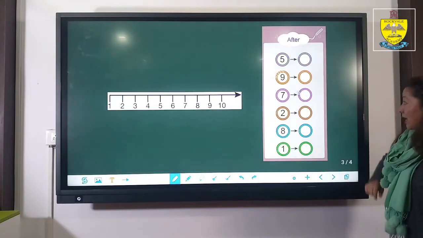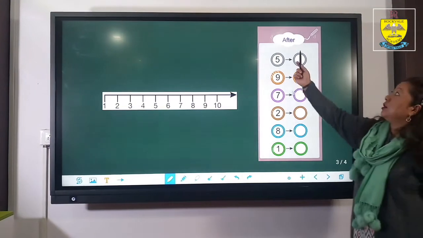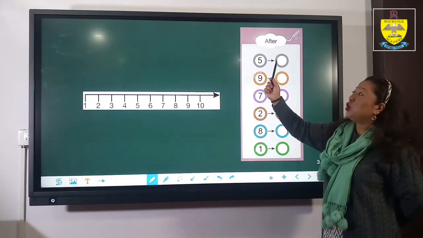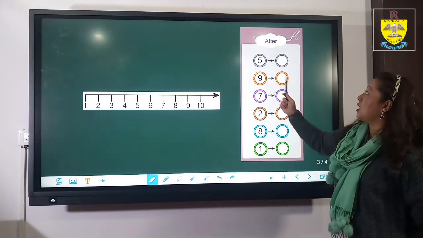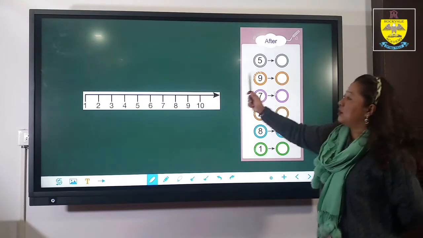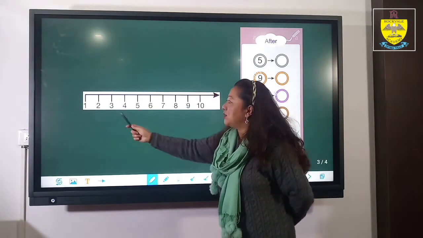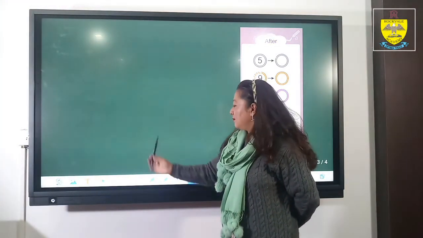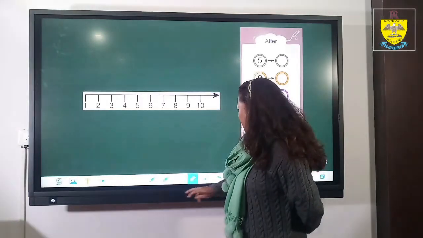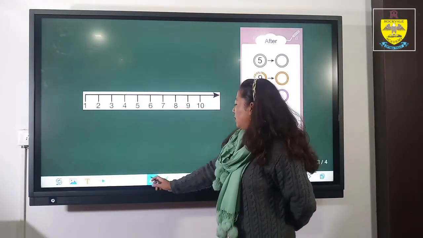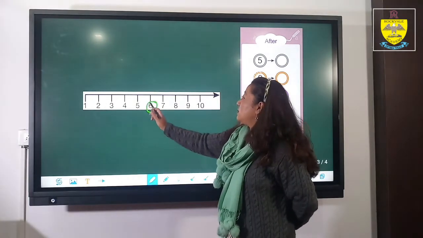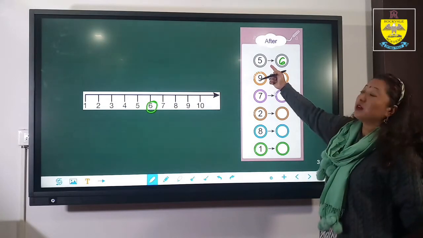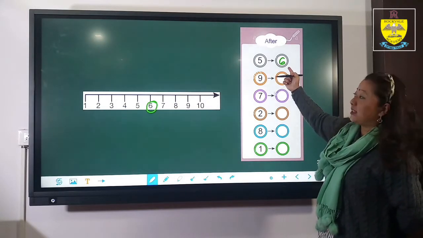Okay. Now let's look at the next question. Here, the question says what comes after. This also, you will have to do forward counting. What comes after 5? So let's see what comes after 5. Forward counting. 1, 2, 3, 4, 5, then it's 6. So the answer here is 6. What comes after 5 is 6.